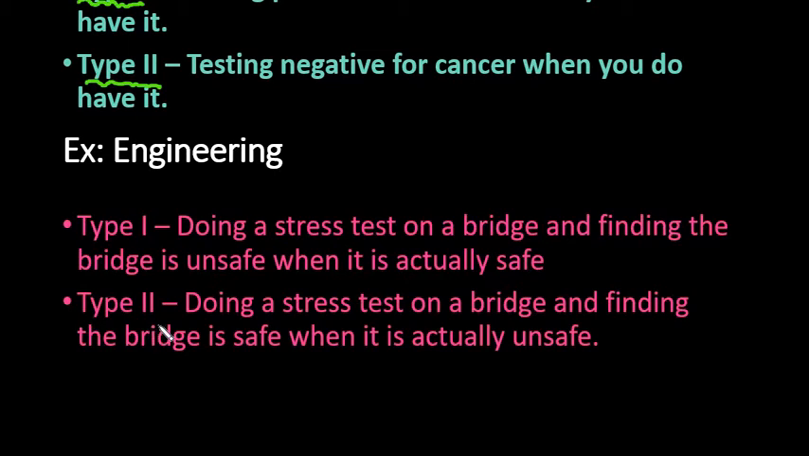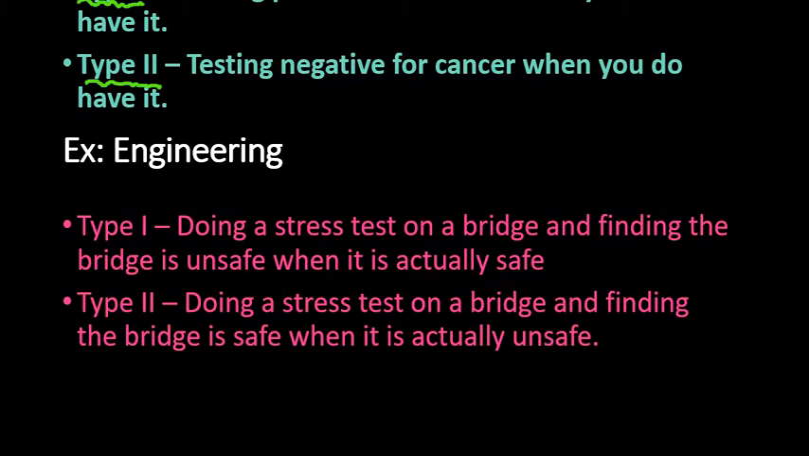A type 2 error is when you're doing a stress test on the bridge and you found that the bridge is safe. There's nothing wrong with it. Everything looks good, when in actuality, it's unsafe. And so now you could have catastrophic failure. People could be driving home during rush hour, the bridge collapses, and you didn't repair a bridge that was unsafe based on the stress test.